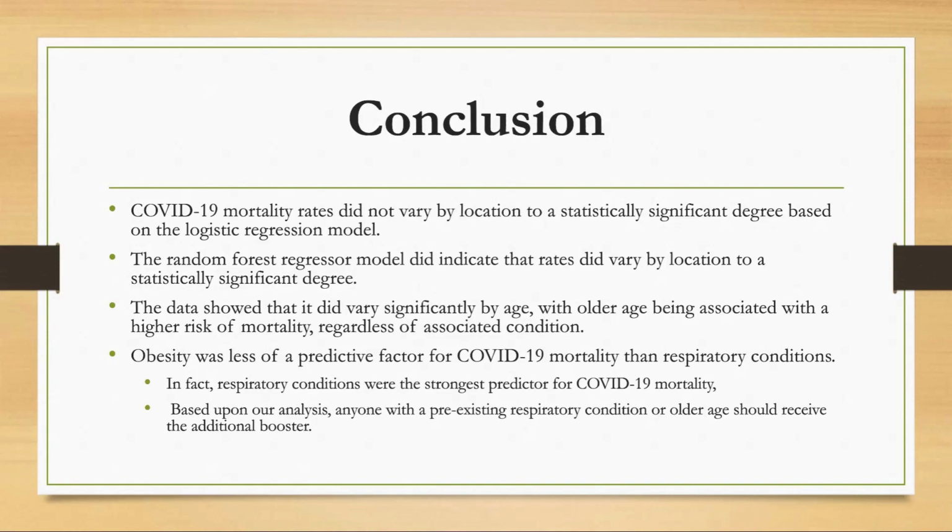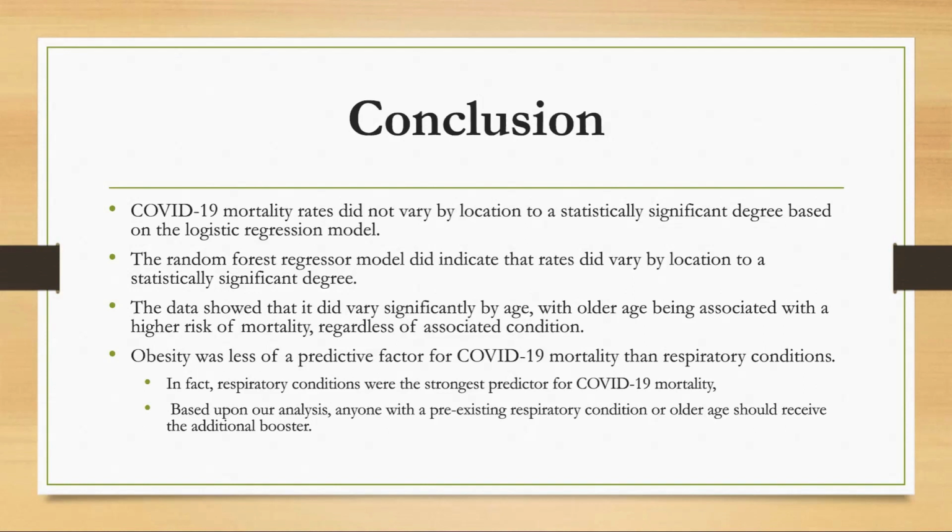The random forest regressor model did show, though, that the mortality rates do vary by location to a statistically significant degree. Our second and third business question had some overlap, as the third business question was looking at which was the stronger indicator for mortality, obesity or the respiratory conditions. The data indicated on both the logistic regression and the random forest model that respiratory conditions were a much higher predictor factor for COVID-19 mortality than obesity.